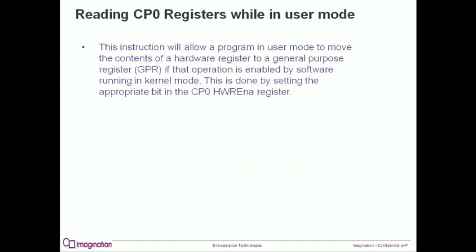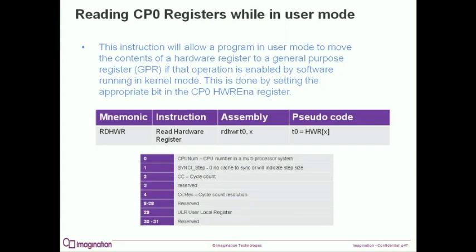The read hardware register instruction allows access to some of the CP0 registers while in user mode. Permission to do this is set in the hardware NA register that needs to be set up while the CPU is in kernel mode. The assembler syntax for this instruction is destination register and operation code. I'll use this instruction in an upcoming example to get the sync step count, or opcode 1.